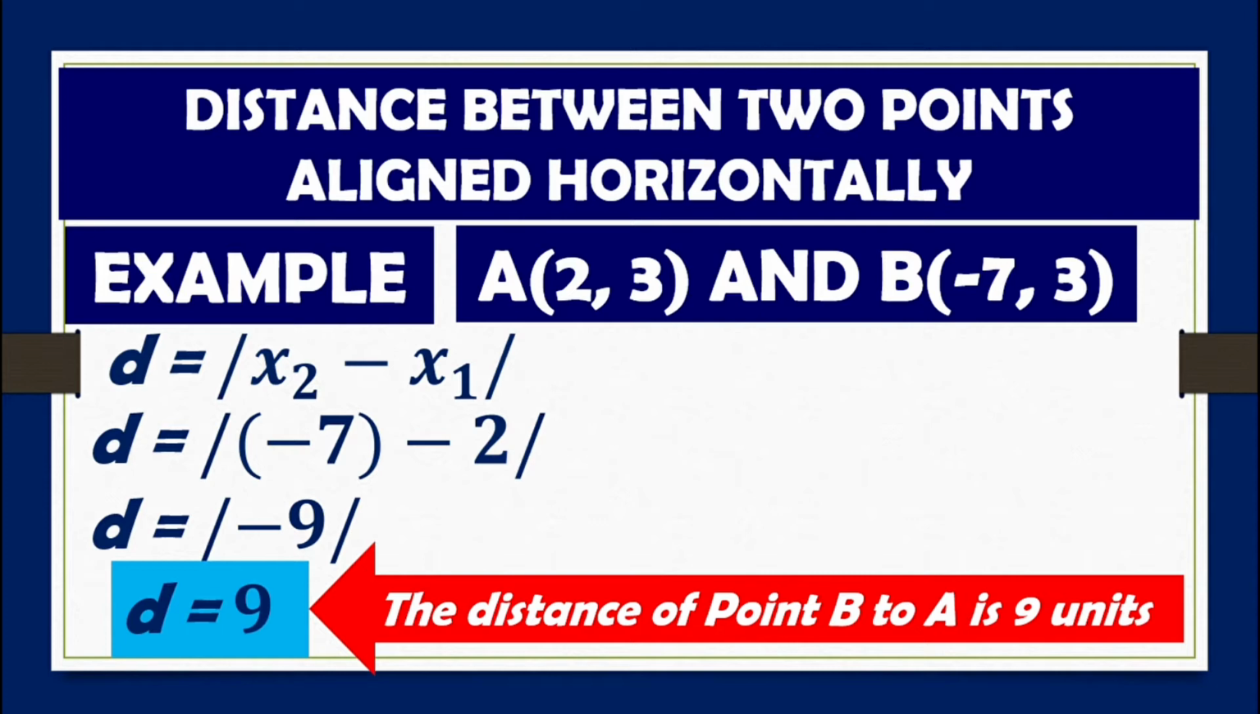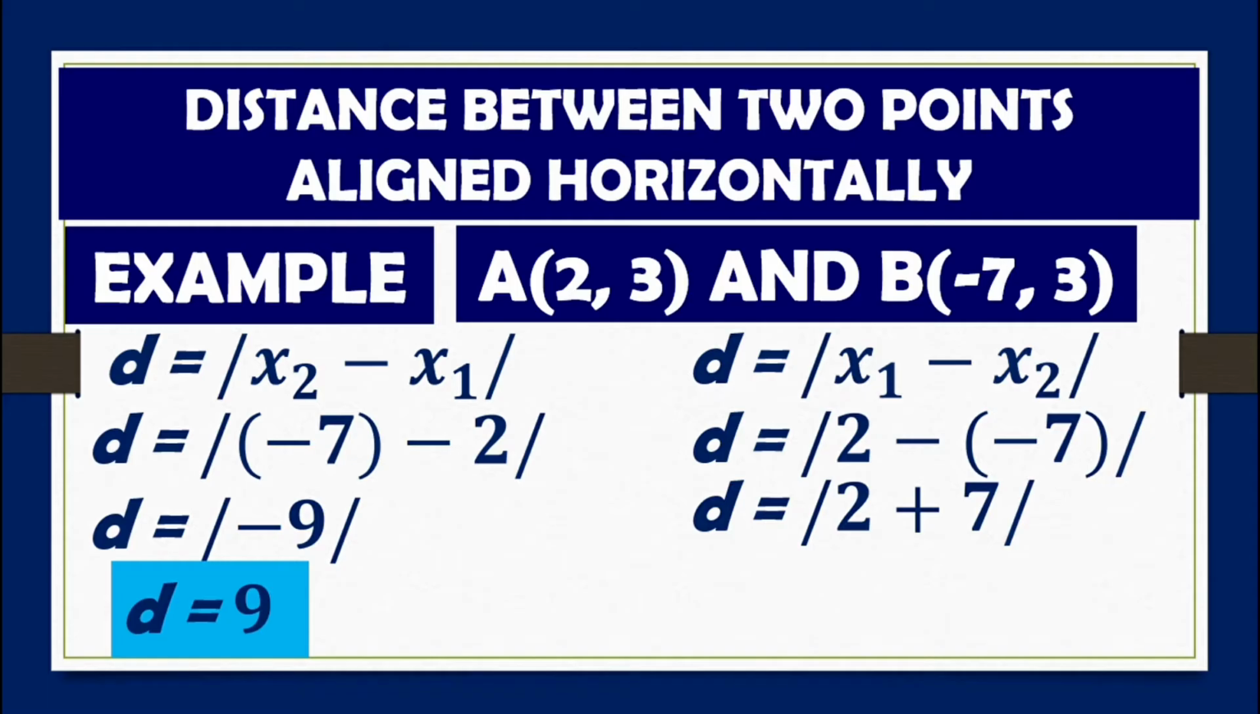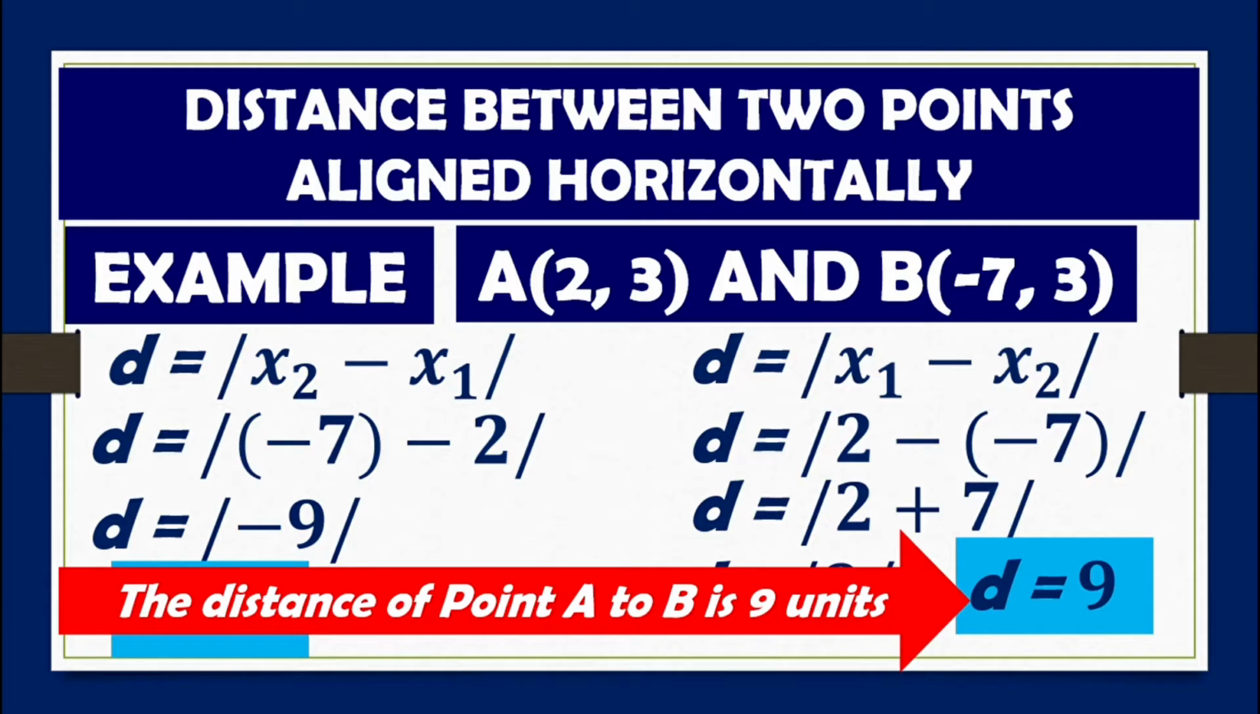On the other hand, if we will be utilizing this formula, D is equal to the absolute value of x sub 1 minus x sub 2. Here, x sub 1 is equal to positive 2, while x sub 2 is equal to negative 7. To simplify this equation, distance is equal to the absolute value of 2 plus 7. The sum of 2 and 7 is 9, and the absolute value of 9 is equal to positive 9. Therefore, the distance of point A to point B is 9 units.